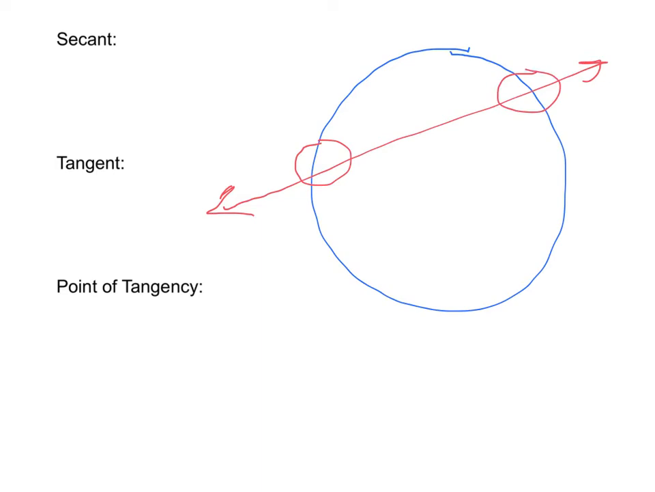A tangent is a little different. It passes the circle exactly once. It touches the circle at exactly 1 point, so it would be a line like that. And it touches the circle right here. And the point of tangency, pretty self-explanatory, is the point where the tangent touches the circle.